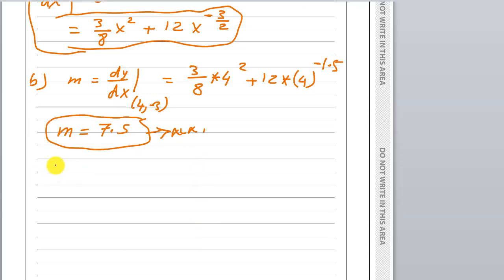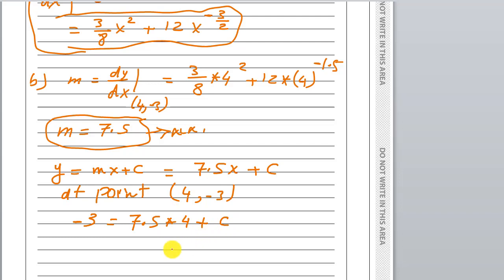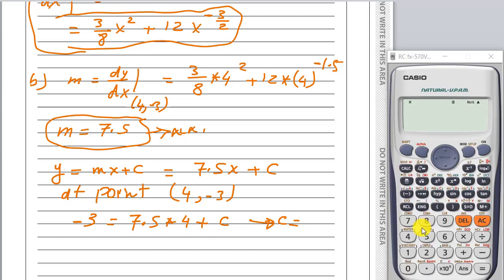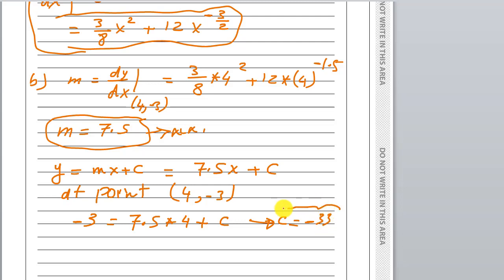Now the equation y equals mx plus c equals 7.5x plus c. At the same point, (4, minus 3), what is the situation? y equals minus 3 equals 7.5 multiplied by x equals 4, plus c. So from here let us find the value of c: minus 3 minus 7.5 multiplied by 4 equals minus 33. So c now is equal to minus 33. So now the equation y equals 7.5x minus 33. And this is the equation of the line.